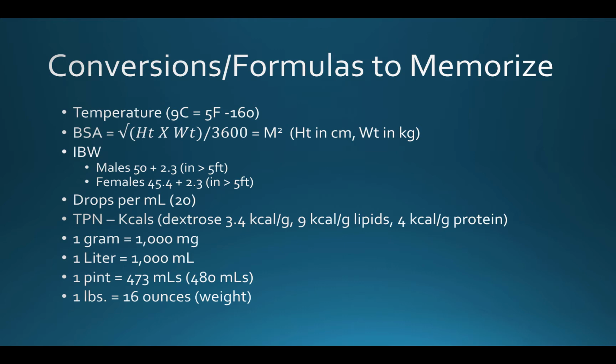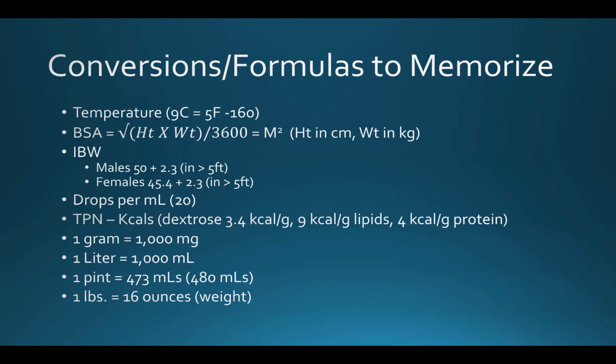Ideal body weight, I think this is a pretty simple one to remember. So 50 plus 2.3 times each inch greater than 5 feet. So if somebody's 5'1", that would be 50 plus 2.3 times 1. So 52.3 would be the ideal body weight in a male patient that's 5'1". So hopefully that makes sense and is pretty straightforward.